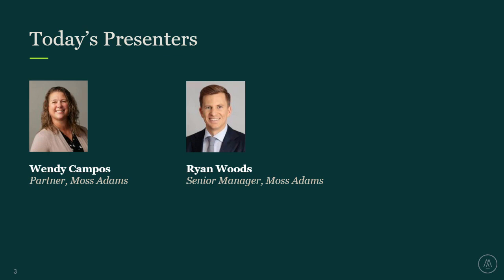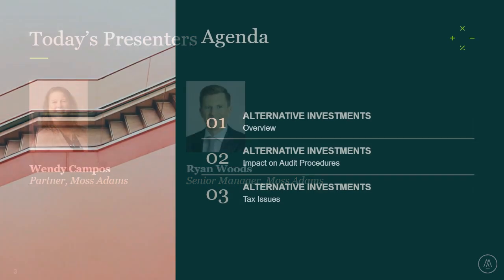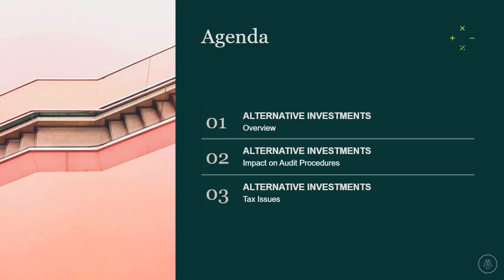As Amy noted, my name is Ryan Woods. I'm really happy to be with all of you today as we highlight the very exciting topic of alternative investments. We'll kick it off by reviewing our agenda here, high level. As you can see, alternative investments is our main focus. We'll kick it off by going through a high-level overview, including discussing certain risks, benefits, as well as management responsibilities related to alternative investments. Then we'll briefly discuss impacts on audits, as well as audit procedures. Lastly, wrap up with all things tax, where Wendy will walk you through tax impacts and certain things to look out for.